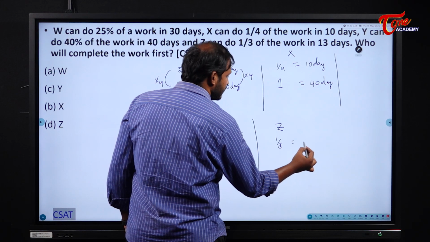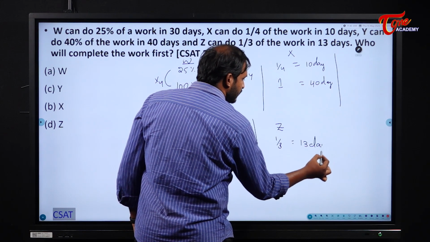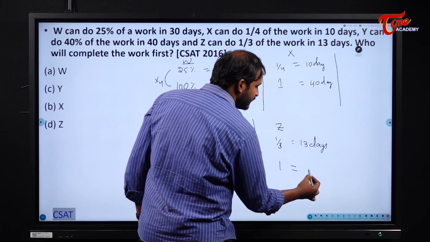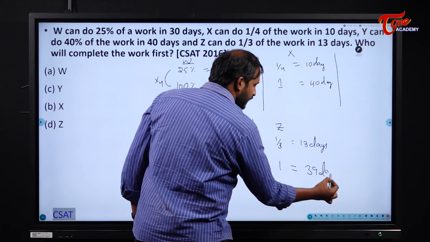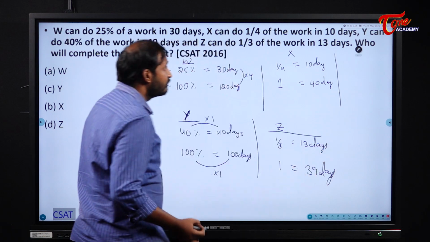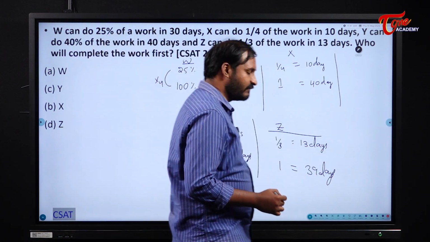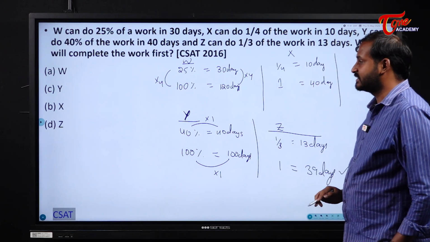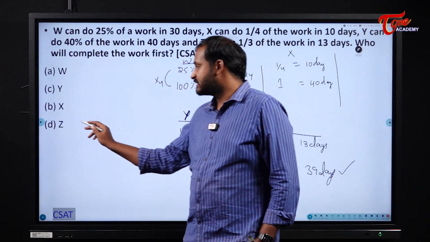1/3 in 13 days. Now, one complete work in how many days? 13 into 3, 39 days. Now, tell me, what is the question? Who will complete the work first? Who is finishing the work first here? Z is finishing the work first. That means Z will be our answer here.